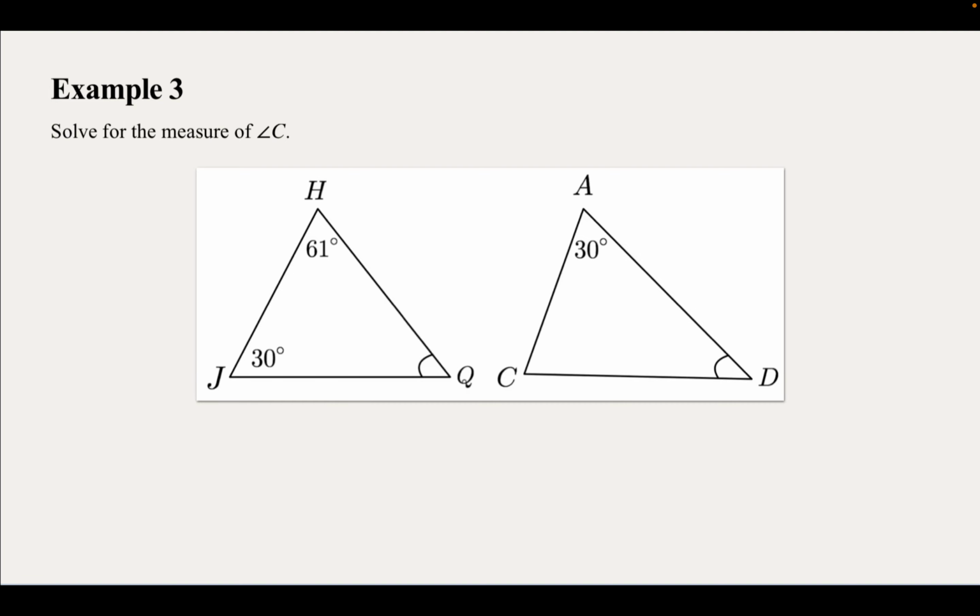Now we want to solve for the measure of angle C. Let's see what we've got here. A and J are clearly congruent. I already know that D and Q are congruent because the tick marks are already here. So two angles of the two triangles are congruent. What does that mean? That means that the third angles have to be congruent. H and C have to be congruent. Angle H is congruent to angle C, which means if the measure of angle H is 61 degrees, then the measure of angle C is also 61 degrees. That is the Third Angles Theorem.